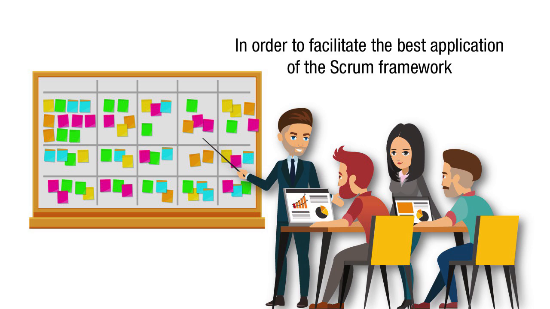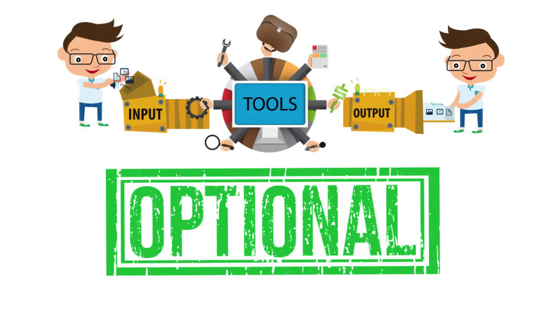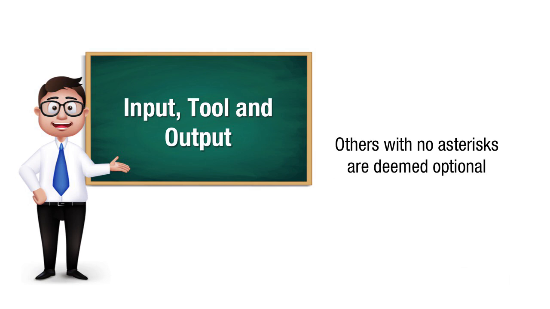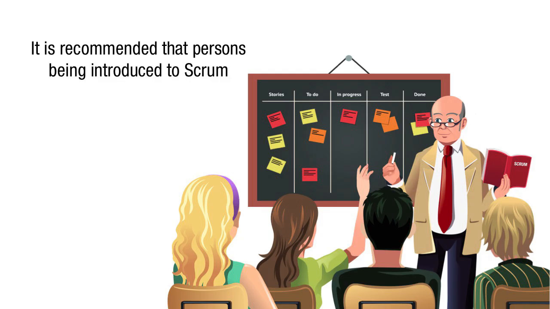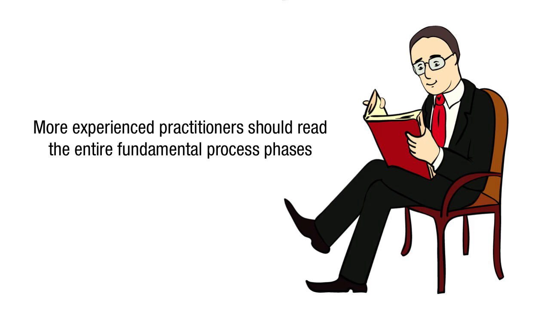What's more, in order to facilitate the best application of the Scrum framework, the SBOK Guide has clearly differentiated mandatory inputs, tools, and outputs from non-mandatory or optional ones. In the SBOK Guide, the inputs, tools, and outputs denoted by asterisks are mandatory, while others with no asterisks are optional. It is recommended that persons being introduced to Scrum focus primarily on the mandatory inputs, tools, and outputs, while more experienced practitioners should read the entire fundamental process phases.